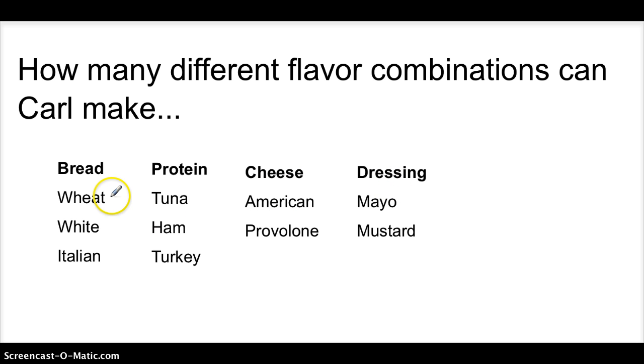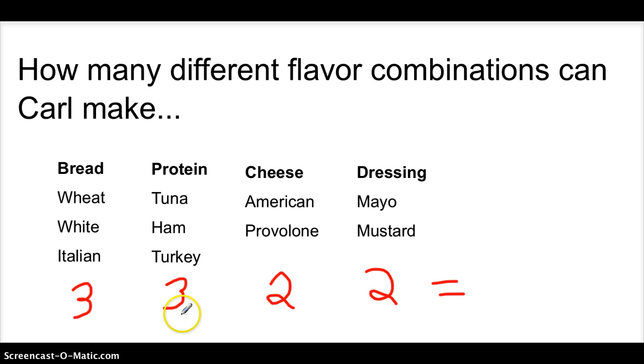So let's count them. For bread, we have wheat, white, and Italian. 3 choices. For protein, we have tuna, ham, and turkey. Again, 3 choices. But as we move over to the cheese, you'll see there are only 2 choices, American and provolone. And same thing with dressing. So how many different combinations can we make? 3 times 3 is 9, times 2 is 18, times 2 is 36 different combinations. And that's a simple way to figure out sample size of simple situations.